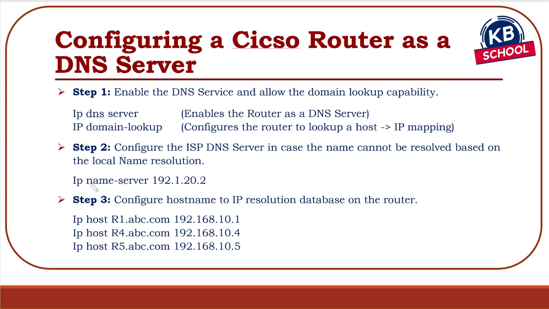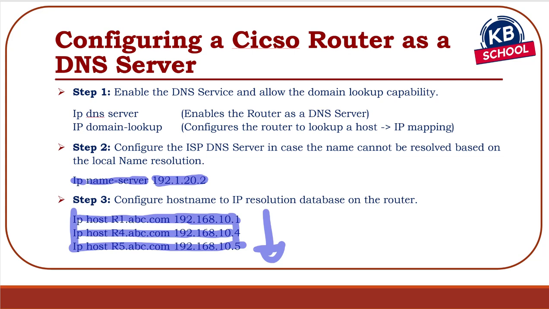The other thing that you need to do over here, just in case you don't have the name, is point to a DNS server. This is your DNS server. So I am the DNS server, but if I don't have a host name, I'm going to point to 192.1.20.2 as the DNS server for my device. So I am router 1, I'm a DNS server. These are my host names that I've created. If somebody wants to go to r1.abc.com, they're going to use 192.168.10.1. If they want to go to r4.abc.com, they're going to go to 192.168.10.4. R5 is 192.168.10.5.